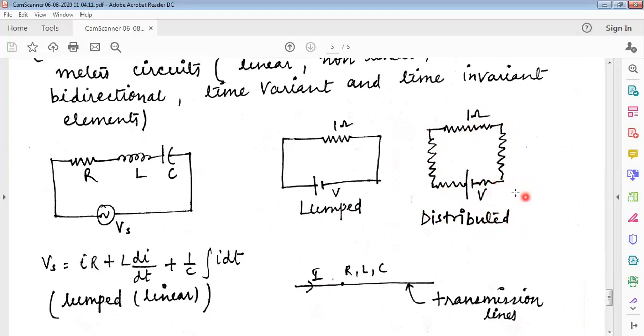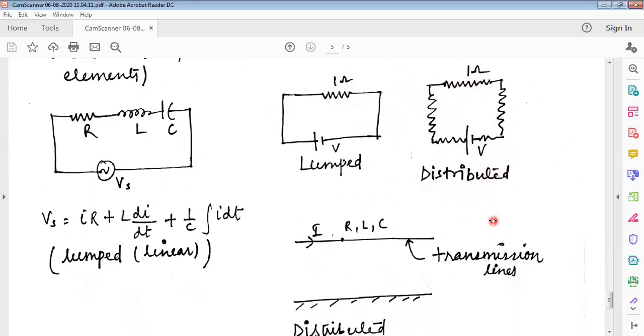This resistor is uniformly distributed along the entire length of the wire. Here and here, in the other circuit, this resistance is present only at a point. And here this 1 ohm resistance is uniformly distributed along the entire length of the wire. So these are distributed parameters. So here you can't separate, so you can't write the KVL and KCL.